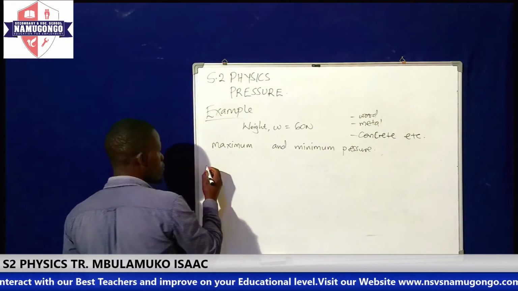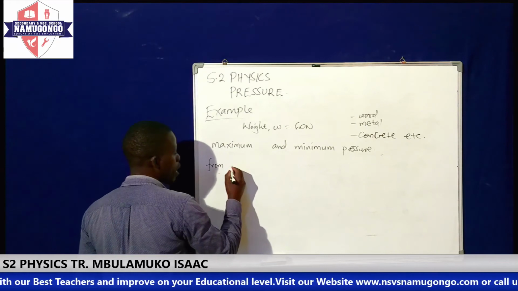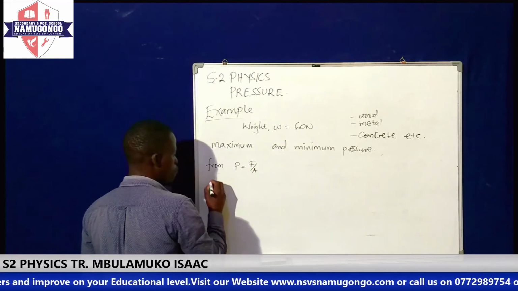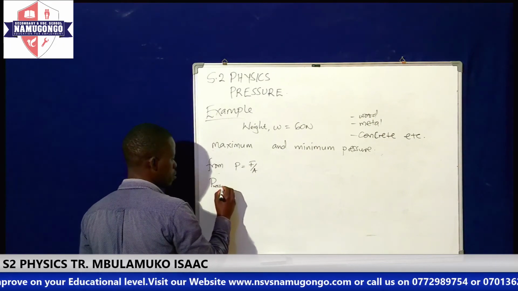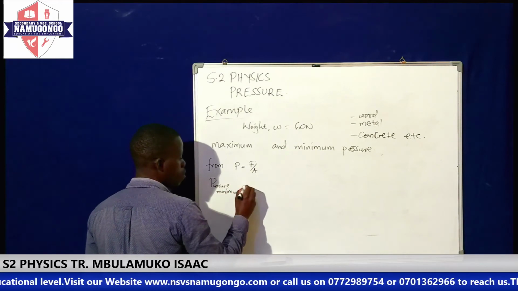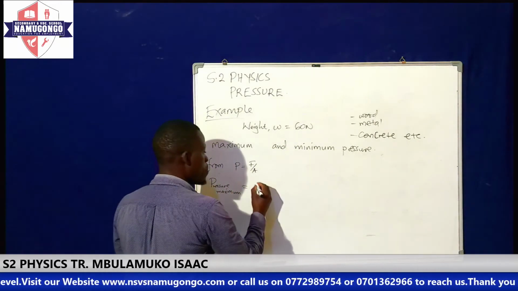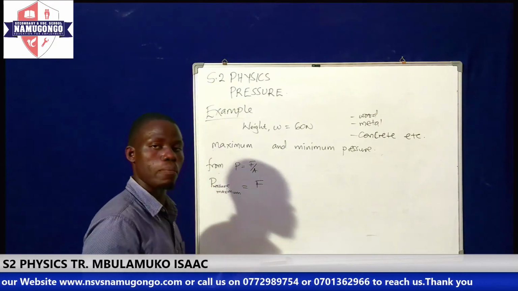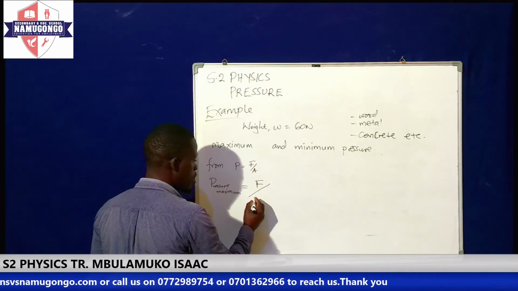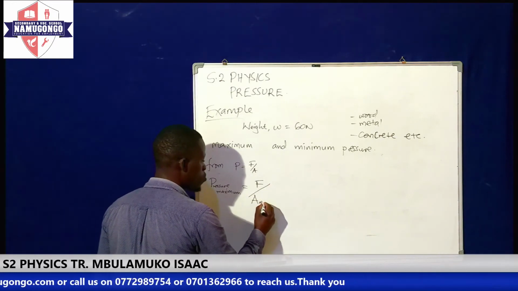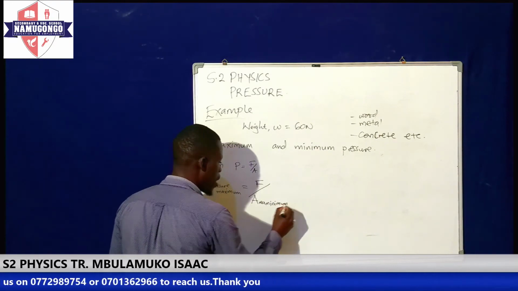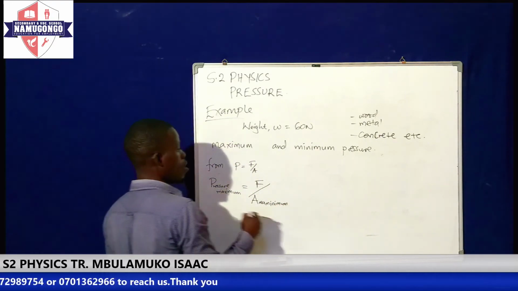When you look at our formula, pressure is equal to force out of area. For pressure to be a maximum, what did we say? Remember, the force will remain the same because we are looking at a constant force. But what changes? The area changes. The area will be a minimum because we say the smaller the area, the bigger the pressure.